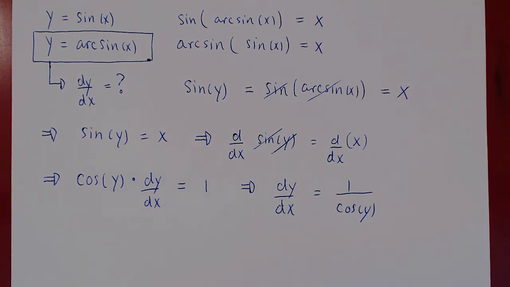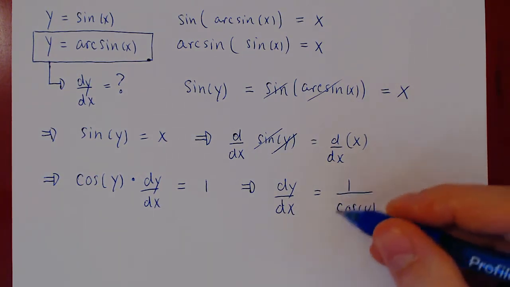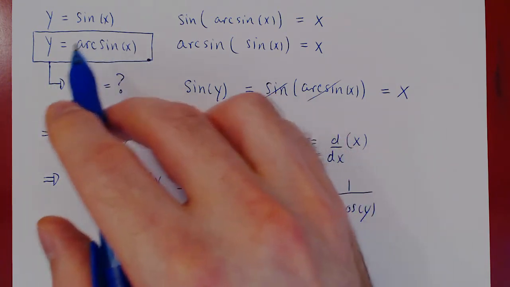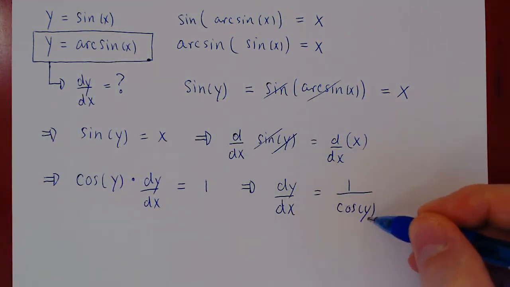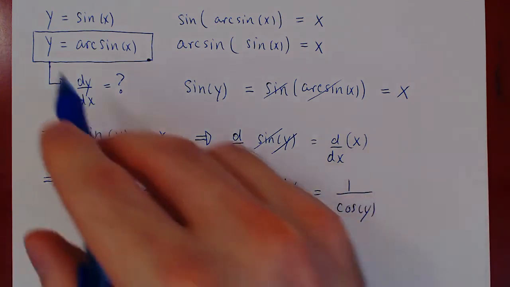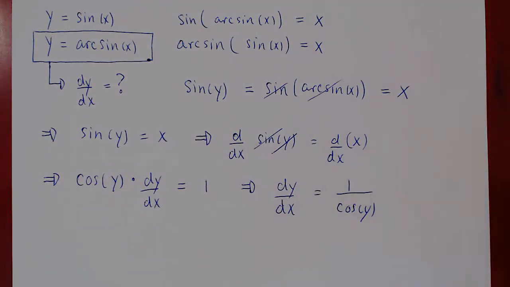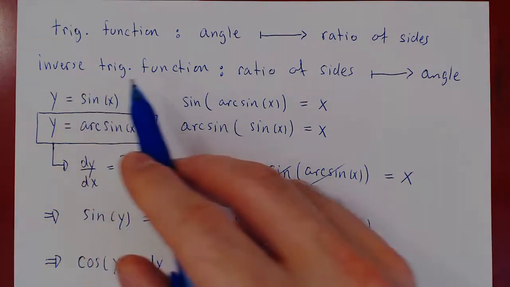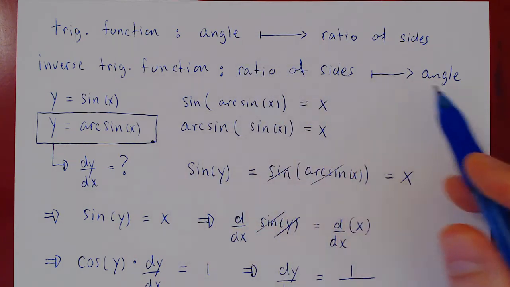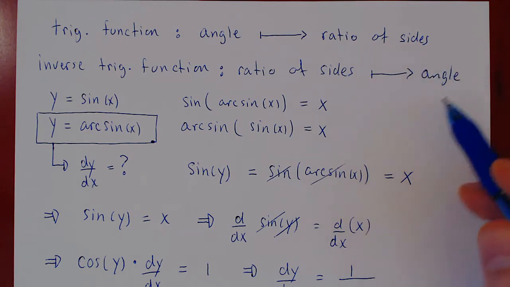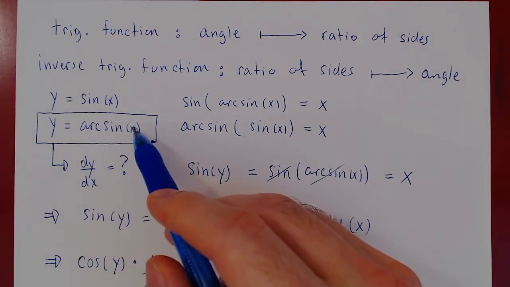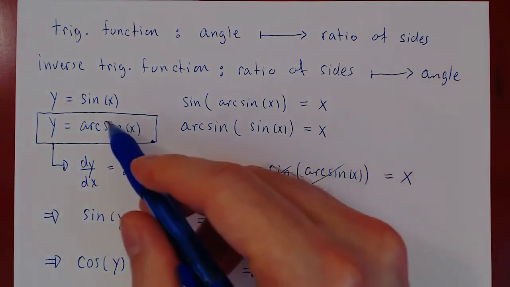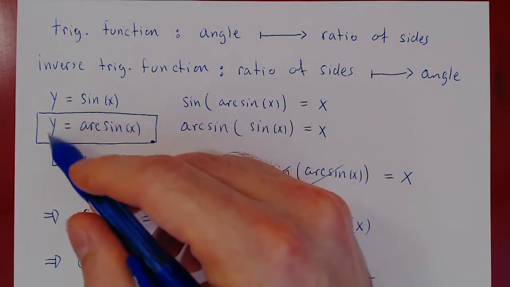The only question now that's left for us is to ask, can we replace this by a function of x, right? Initially we had explicitly y as a function of x. Y was arc sine of x. So if we replace, we'll have cos of arc sine of x, and the question is, can we perhaps simplify this? Well, let's go back to what we said initially. An inverse trigonometric function takes a ratio of sides and gives you an angle. So an inverse trig function of anything is an angle. So here arc sine of x is an angle, therefore y is an angle.